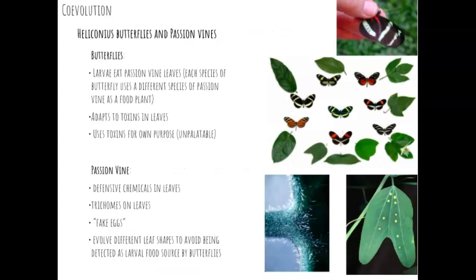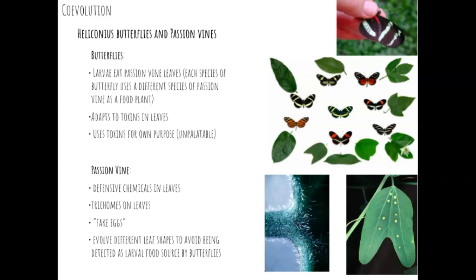Another example of coevolution is in Heliconius butterflies and passion vines. Heliconius butterflies are a group of butterflies that live in Central and South America. This may sound familiar because we talked about them when we were talking about aposematic coloration, where all of these butterflies have similar markings that warn predators that they are toxic. So they're all black, red, yellow, orange, those sorts of colors that serve as warnings that they are unpalatable.